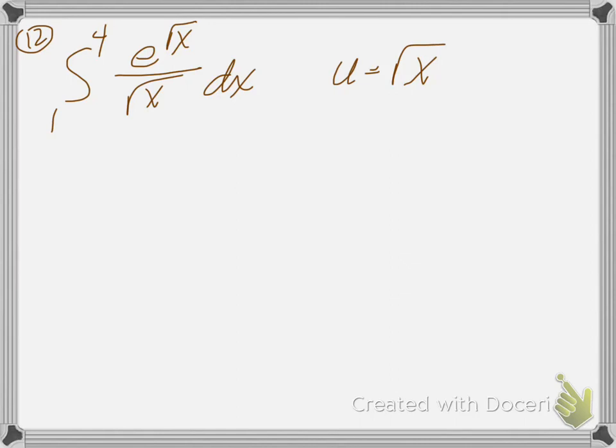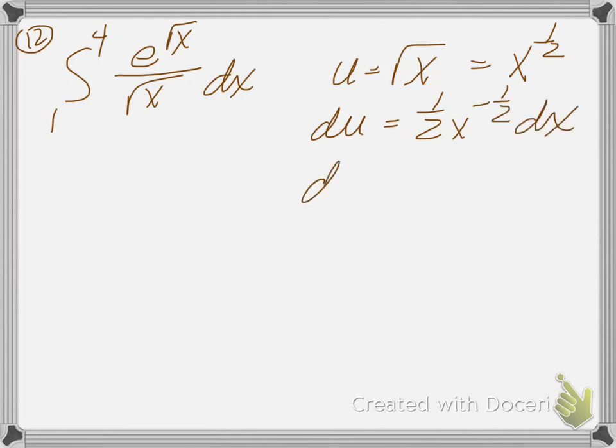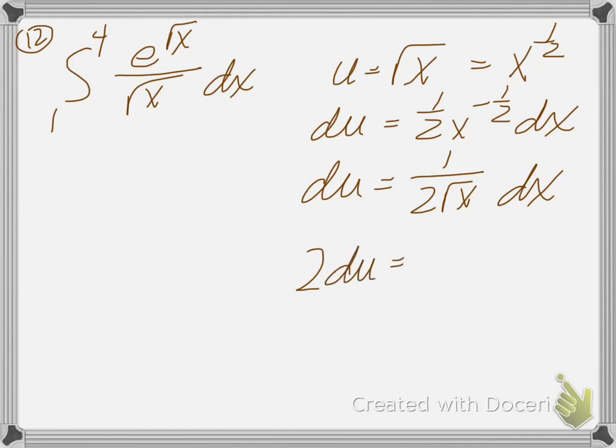But anyhow, so they're telling you that u should be square root of x, which we know is the same thing as x to the 1/2. So if you take the derivative, you're going to get 1/2 x to the negative 1/2 dx. If we simplify that, you're going to get this. Okay, so if you compare that to the original, you have a square root of x in the denominator, but you don't have a 2. So you want to get rid of that 2 by multiplying both sides by 2. And when you do that, you'll get this.